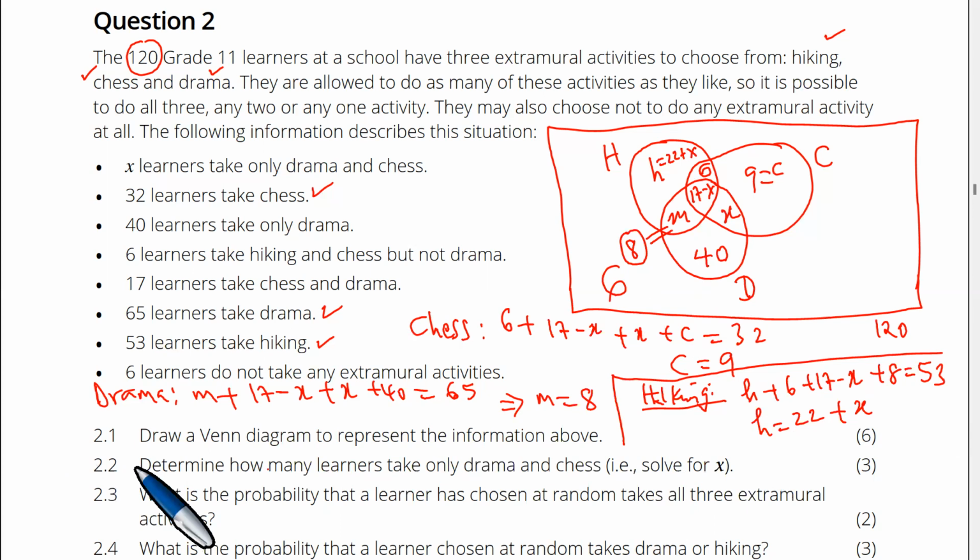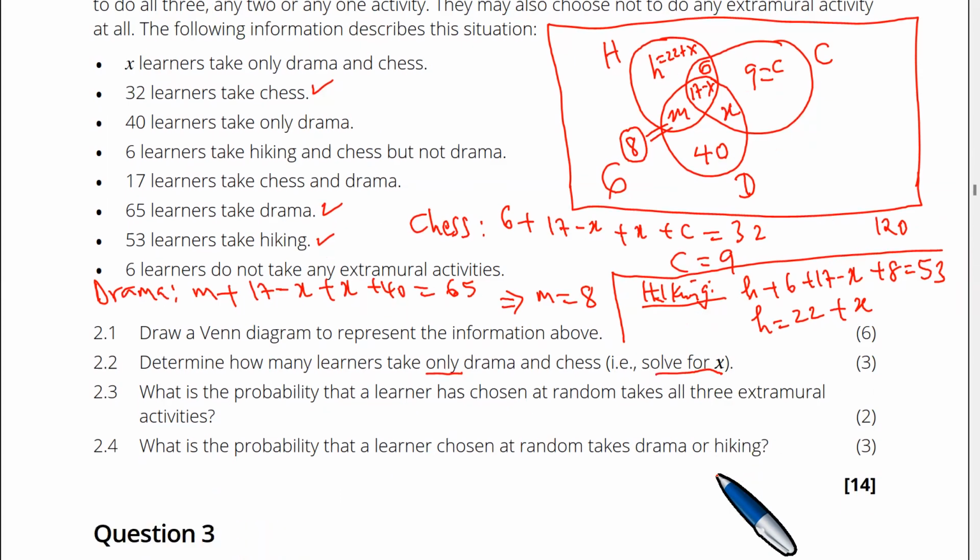Now, in 2.2, determine how many learners take only drama and chess. So they take only drama and chess, so they don't do hiking. So those learners are X. So that is solve for X. What is X in this question? Let's solve for X together. Right, to solve for X, now we need to do what we did before. So we deal with 2.2. Right, so to do 2.2 now, we do the following.